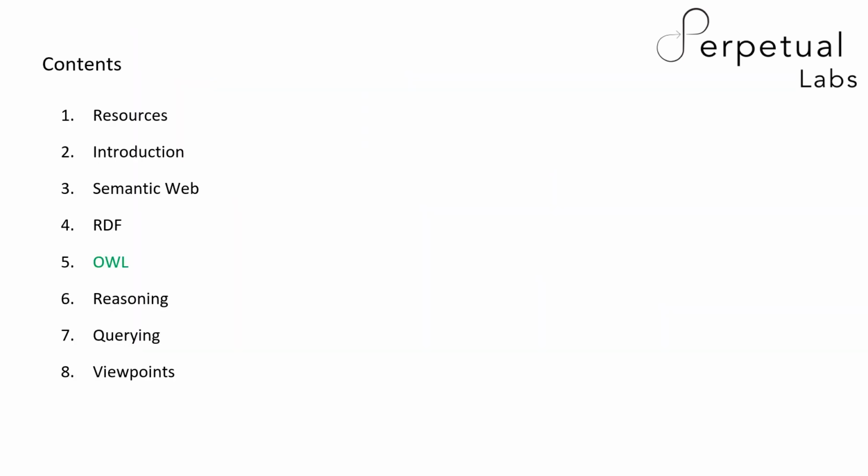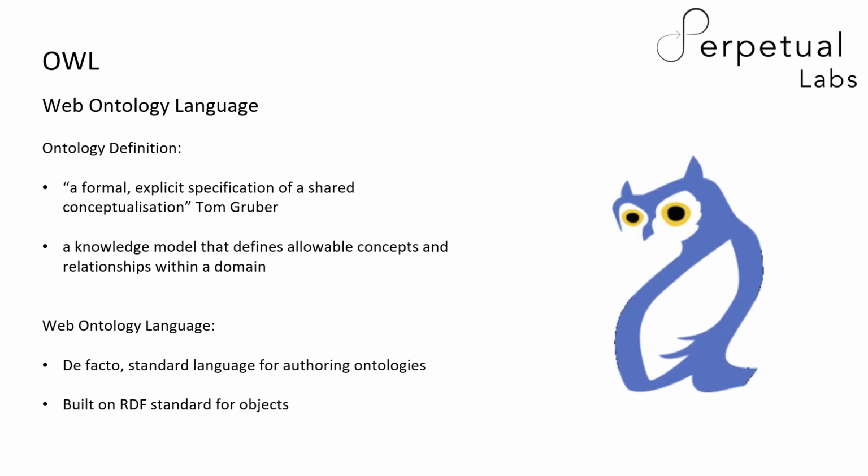To really leverage the power of semantic web technologies, we want to add context to this information and define some rules. We can do this using the Web Ontology Language, or OWL. An ontology is a formal, explicit specification of a shared conceptualization. It essentially defines the allowable terms and relationships within a knowledge graph. OWL is the standard language for authoring ontologies and builds on RDF.